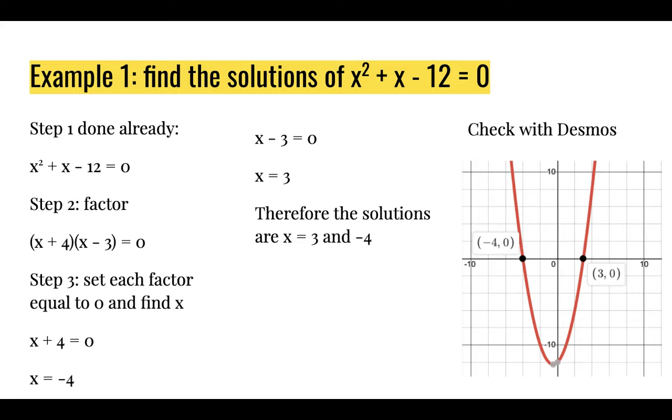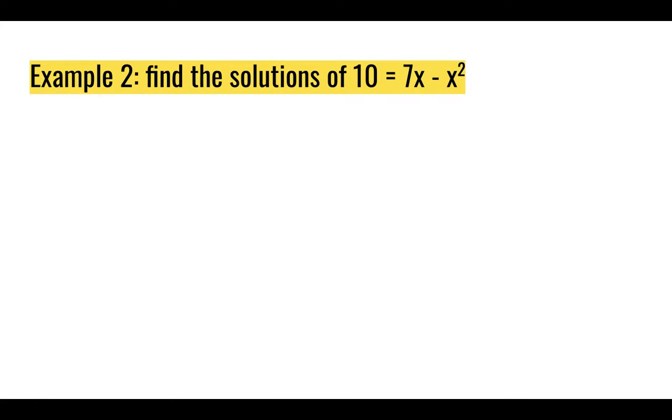So let's do a couple more examples. Example 2: find the solutions of 10 equals 7x minus x squared. Here we need to do a little bit of rearranging to get all the terms on one side and 0 on the other. Because this is a negative x squared and I don't want it to be negative, I'm going to take it over to the left side, which means I'm going to take my 7x to the left side as well. So if I rearrange this so all my terms are on one side, leaving me with 0 on the other side, this is what it looks like.